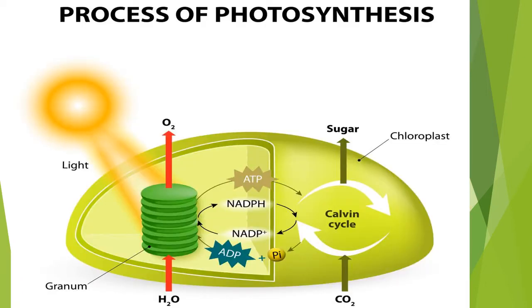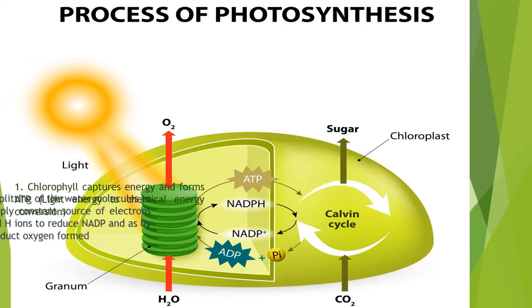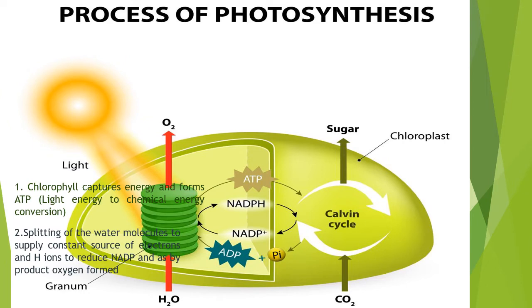In brief, we can see the chlorophyll present in the thylakoid, green coloration, captures energy and forms ATP, adenosine triphosphate. On the right side, in blue color, ADP combining with the inorganic phosphate and giving the ATP, right? That's the light energy to chemical energy conversion. The second most important thing is to supply the electron, the continuous source, as the electrons after taking sunlight get excited and then come back to their original position. This is the key concept.